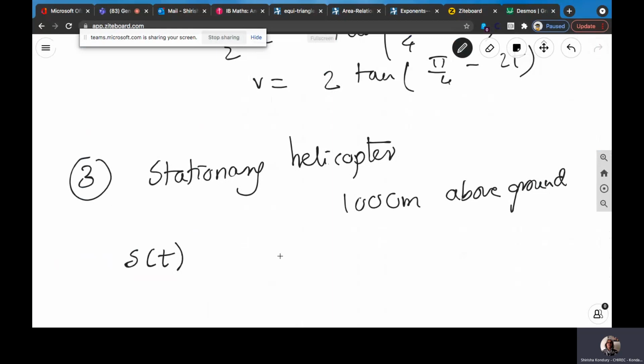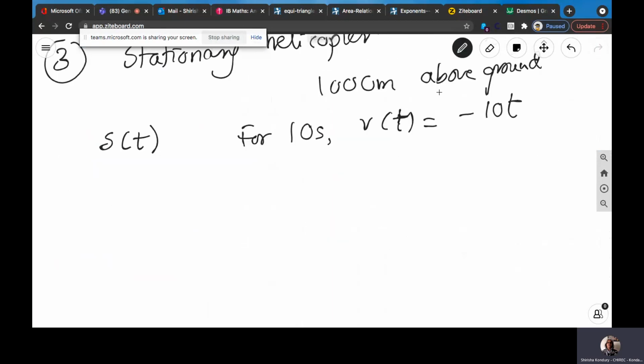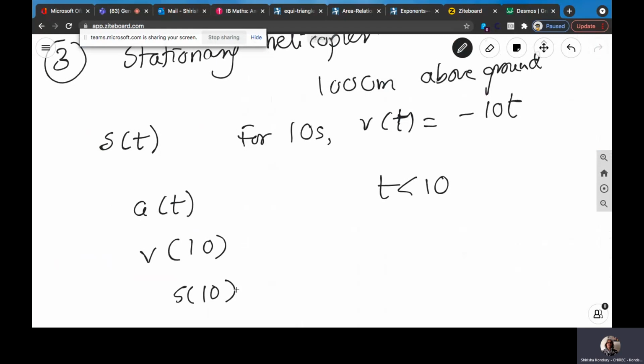For the first 10 seconds, the velocity is minus 10t. Okay, the velocity of that marine soldier. Find the acceleration for time less than 10, calculate the velocity at 10, and show the distance traveled in 10 seconds. So they want us to find the expression for acceleration for time less than 10, the velocity at time equal to 10, and the distance traveled in the 10 seconds.